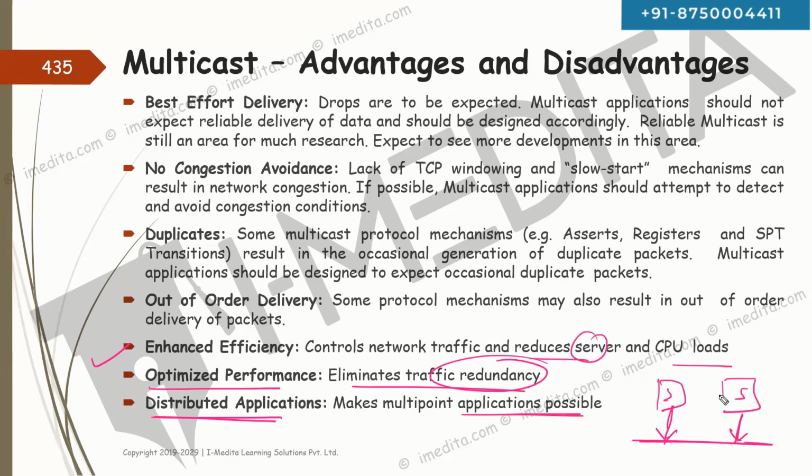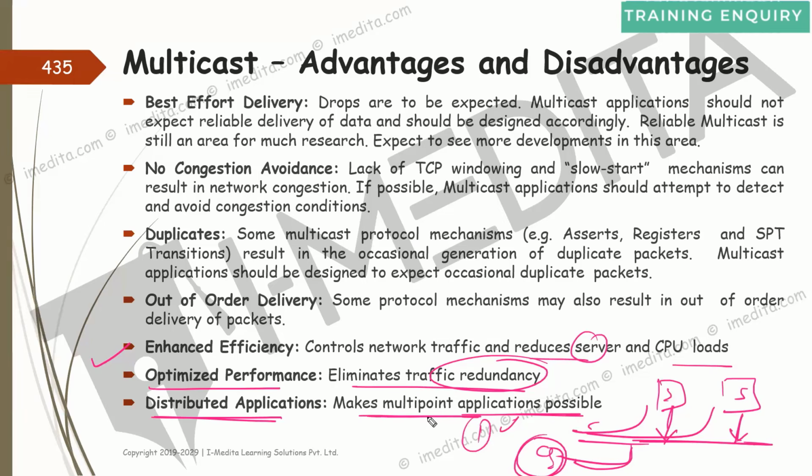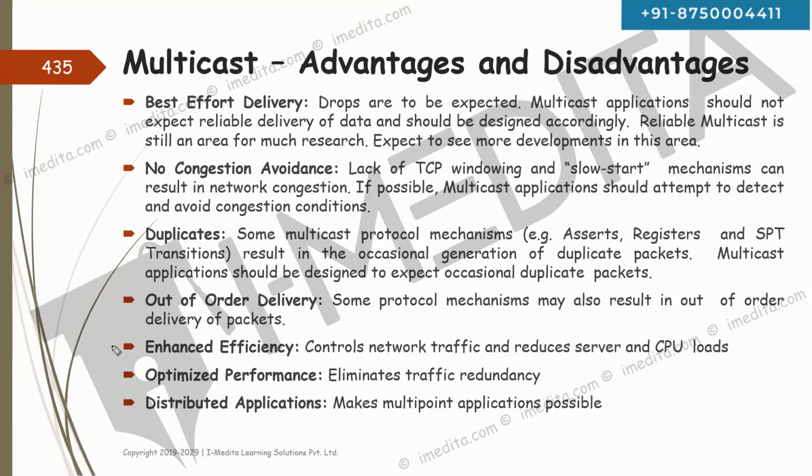So multiple points can be there, multiple senders can be there, and the receivers will be able to receive that traffic, not in a redundant way. It's not like this will also receive, this will also receive. The receiver will receive one copy of the traffic only, which is possible with the help of multicasting as well. Multicasting supports distributed applications. That means not only one, multiple servers, multiple senders can be there for the multicast traffic, and the receivers are going to receive the traffic accordingly. It's not like the receiver will receive multiple copies of the traffic, they will receive only one for the same. So multicasting enhances efficiency, optimizes performance, and makes distributed application deployment possible.